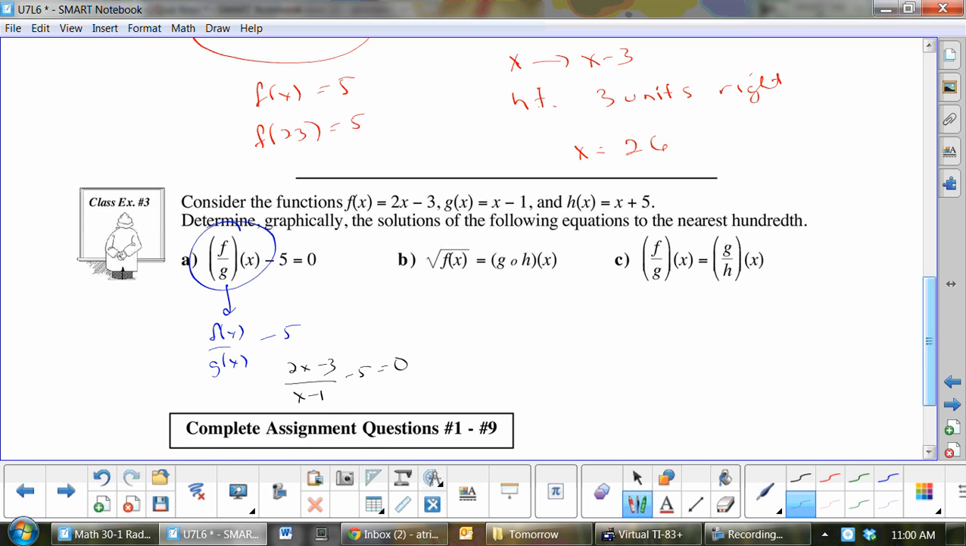Now, how would you go about solving this one for this question? What would you do first? Do not move the 5 over. What does this mean? Use your calculator. Okay? Remember, don't do anything more than you have to.